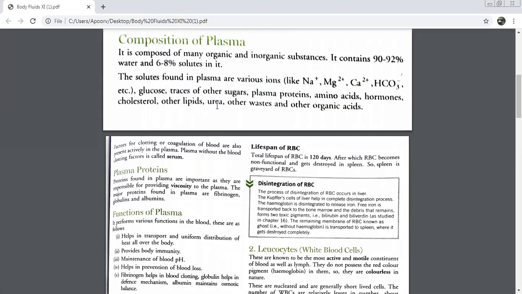Factors for clotting or coagulation of blood are also present actively in the plasma. One very important thing present in the plasma is the clotting factor. What is clotting? Formation of a clot over an injury. Coagulation of blood and clotting of blood is what?